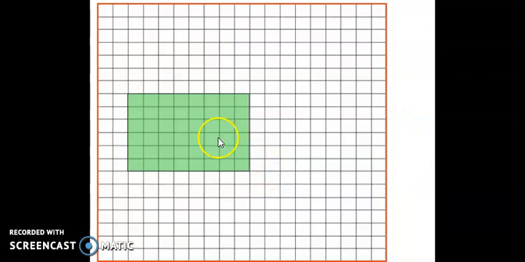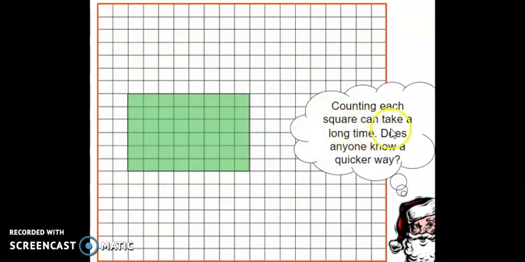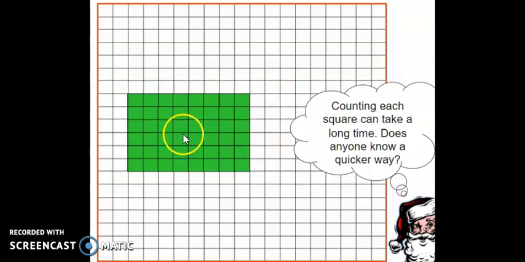Okay. So what about the area for this one? Counting each square can take a long time. Does anyone know a quicker way? Instead of counting squares one by one, I have to count the number of rows and the number of columns. See, this is 1 row, 2nd row, 3rd row, 4th row, 5th row and 6th row. So in this shape, there are 6 rows.